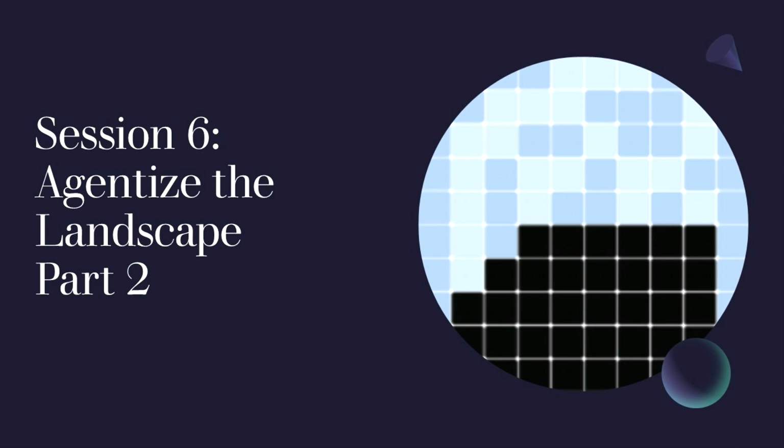Session 6 of Complexity Explorer's MESA tutorial. In this session, we're going to finish agentizing the landscape by turning our sugar distributions into agents, as well as adding both our sugar and spice agents to our scheduler. Let's get started.